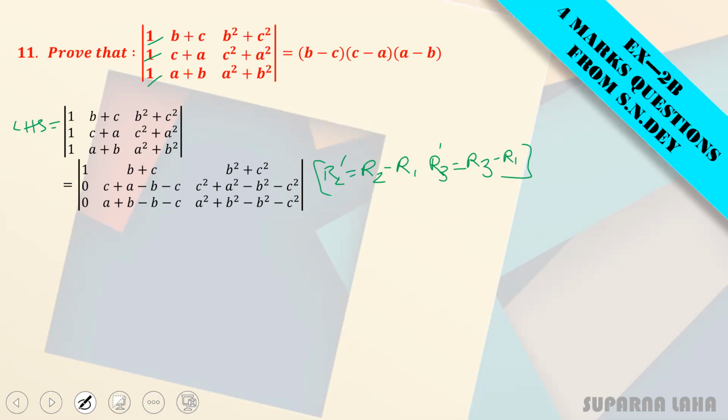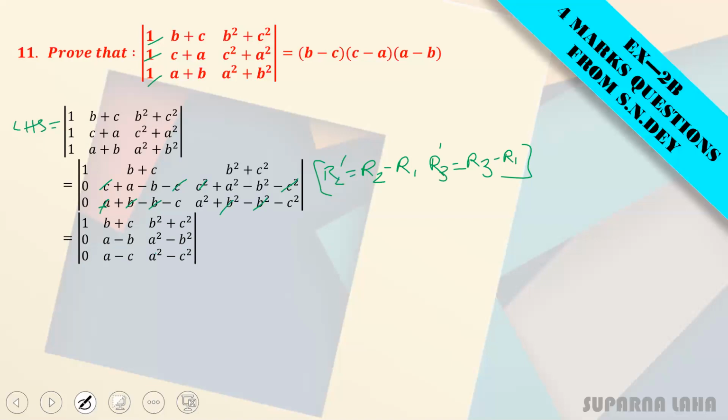Clear? So after applying this one, you will find this cancels these terms, C minus C, C square minus C square, and then this is B minus B, and then here B square minus B square. So write down the remaining terms. 1, b plus c, b square plus c square, 0, b minus a, a square minus b square, and a minus c, a square minus c square.